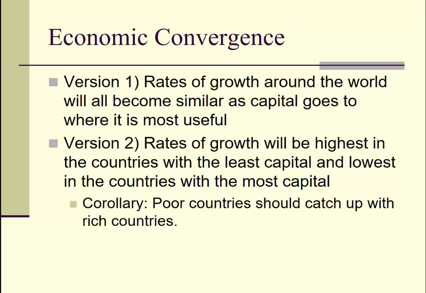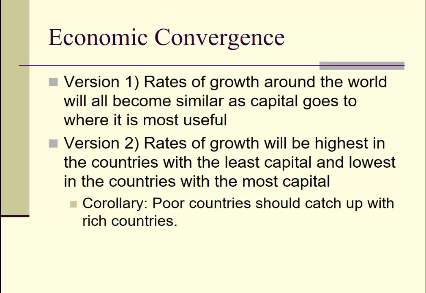Version 2 is even more stringent. It says that rates of growth will be highest in the countries with the least capital and lowest in the countries with the most capital. So the USA, which is drowning in robots and machines, should have a very low growth rate, and Mali or Burkina Faso, where there are not a lot of robots and machines, should have a very high rate of growth because all of the capitalists should be flocking there to take their capital.